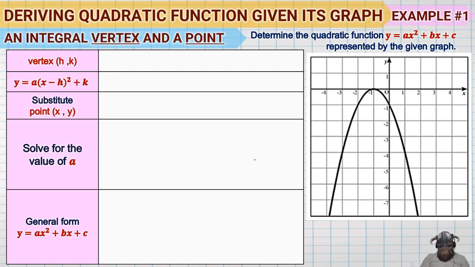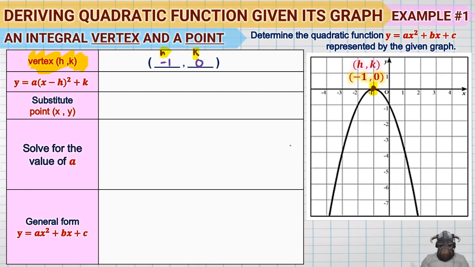Now, first step is for us to identify the vertex HK. So all we need to do is to identify the highest point since our parabola is opening downward. So andito siya sa point na yan. So we'll try to name that vertex as negative 1, 0 or the point negative 1, 0. So lagay lang natin siya dito sa ating table on the steps. So let's write the vertex HK as negative 1, 0.